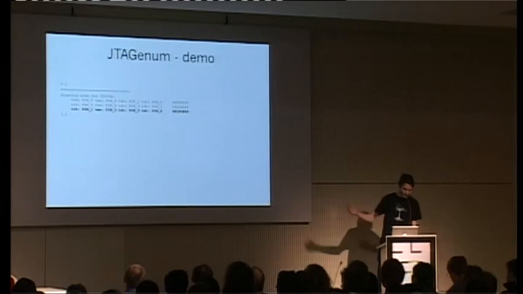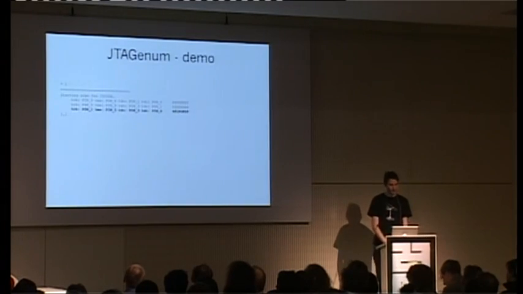Another scan it will do, if that didn't work, is an ID code scan. Sometimes the ID code register is the default. And here you see an example of an LPC chip. This is the actual ID for an LPC chip that we checked. And that's basically what it does.